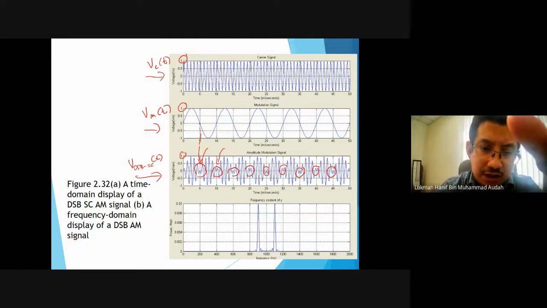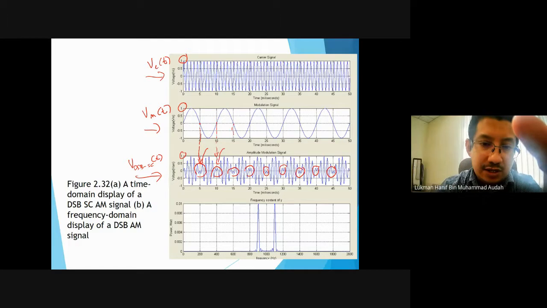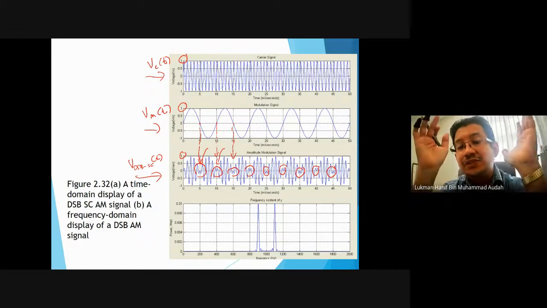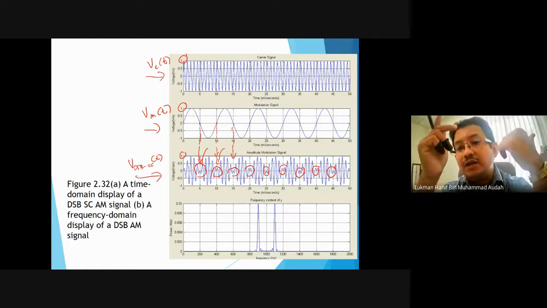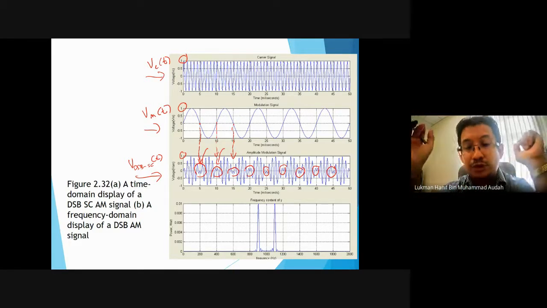Sama juga dengan di bahagian sini, perubahan fasa pada output. Ini kalau saya garis-gariskan ke bawah, so you akan nampak perubahan fasa. So maknanya perubahan polarity pada input message menghasilkan perubahan fasa pada output sebanyak 180 darjah.